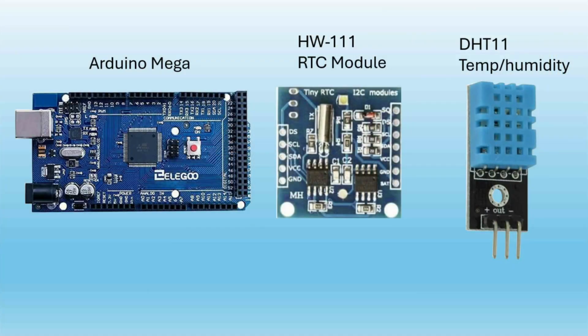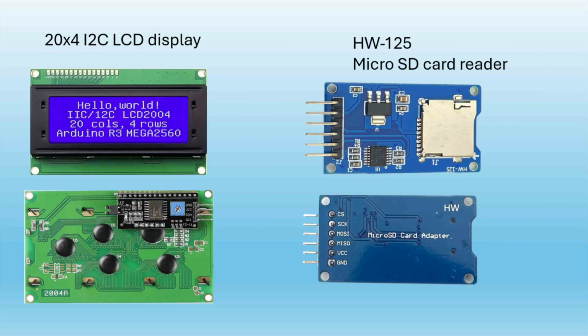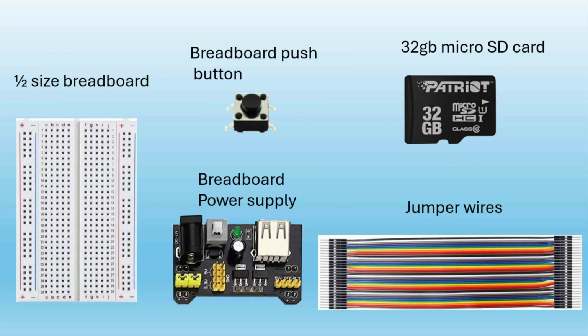Let's begin. In this project, we'll be using the Arduino Mega. It's the older R3 version. We'll be using a real-time clock module, the DHT11 temperature and humidity sensor, a 20x4 I2C LCD display, a micro SD card reader to store our data, a half-size breadboard, a breadboard push button, a breadboard power supply, some jumper wires, and a 32GB micro SD card.